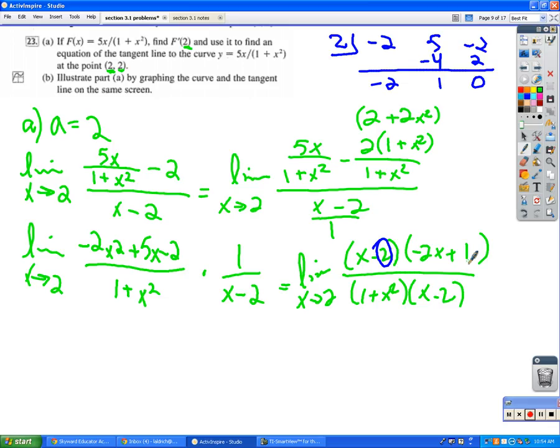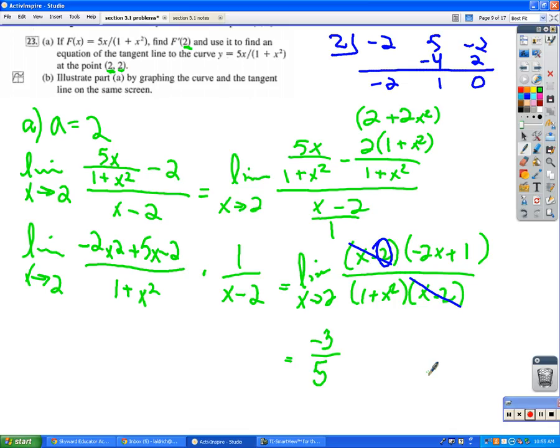And then after that, remember back to the... Yep. And these cancel. And then now I just put in 2. So negative 4 plus 1 is negative 3 over 5. If you do something else, then you did something wrong. Okay? That's the slope, right? Yep. And what's the thing about the curve?